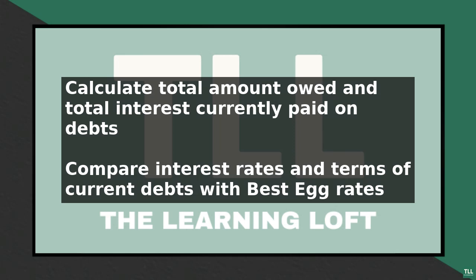If you decide that a Best Egg debt consolidation loan is right for you, apply for the loan and wait for approval. Once approved, use the loan to pay off your high-interest debts and make one monthly payment to Best Egg. To get the most out of your Best Egg debt consolidation loan, make timely payments. Consider setting up automatic payments, and avoid taking on new debt during the repayment period.